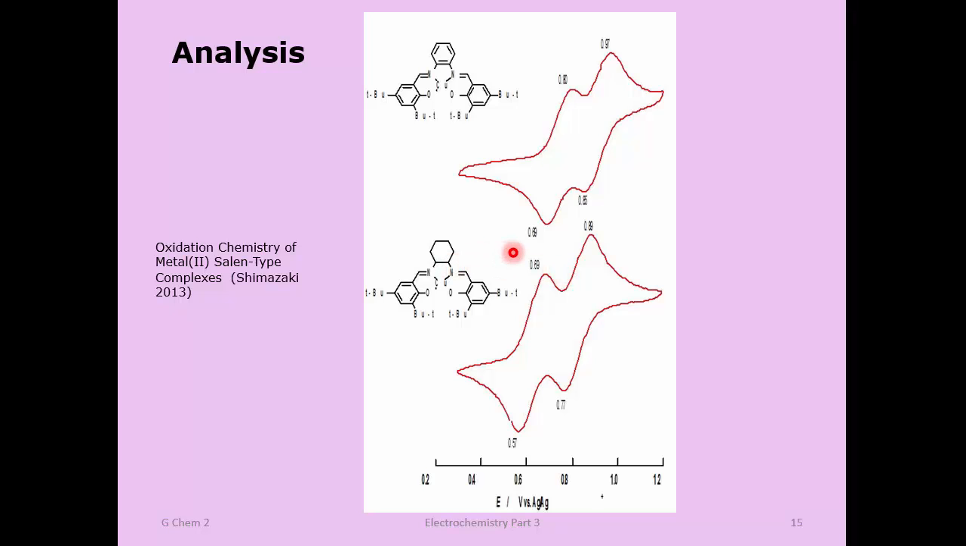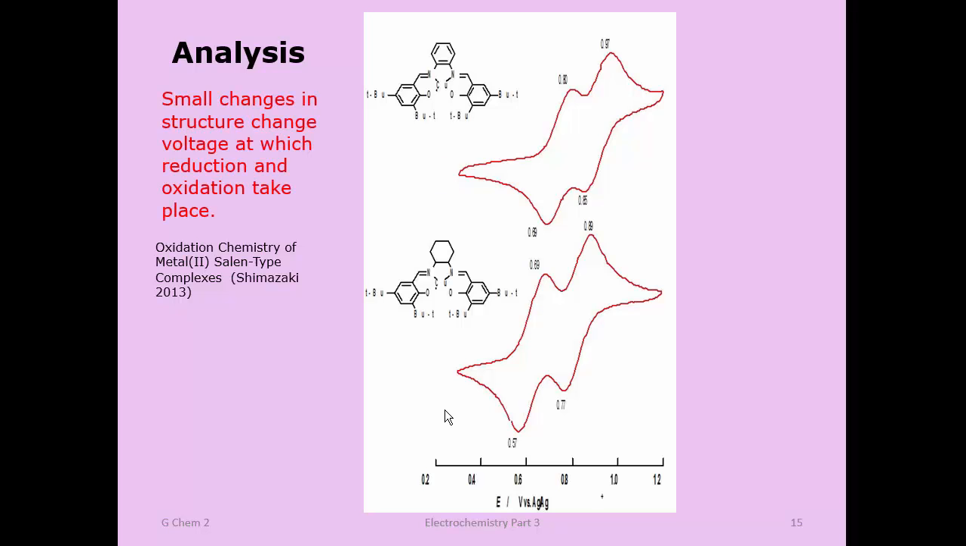So I show you this to indicate how particular these are, based on not just the metal or the electroactive center, but also their particular structural environment, which is very cool. Small changes in structure change the voltage at which reduction and oxidation take place. Again, I point out the smallest change in structure and how it has changed the peak pattern position in terms of voltage.